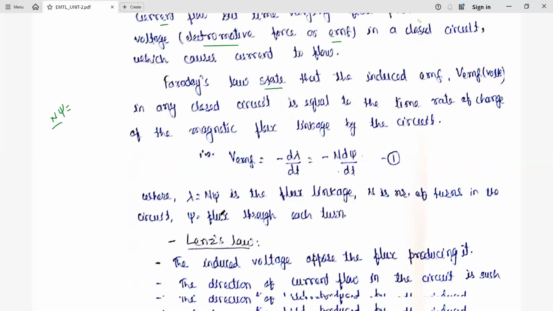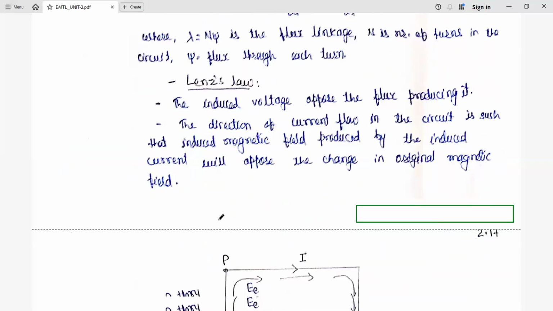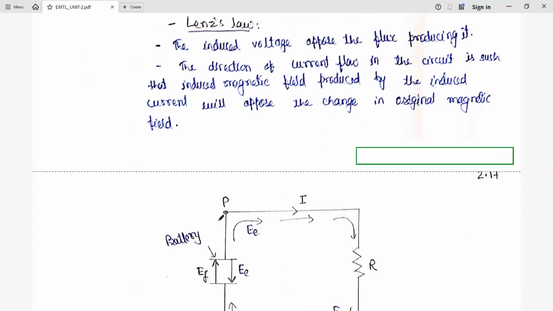Now we are going to see about Lenz law. So that is very important here. So now again here, if you see, how does this induced voltage oppose the flux producing it? So who is going to produce? They are going to oppose themselves.